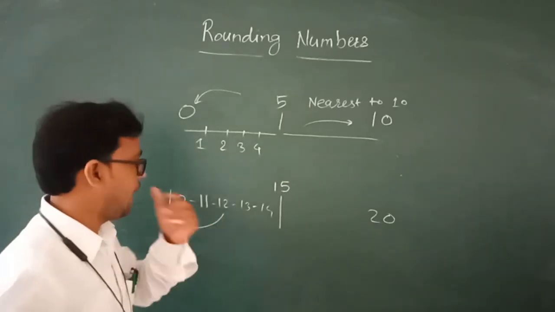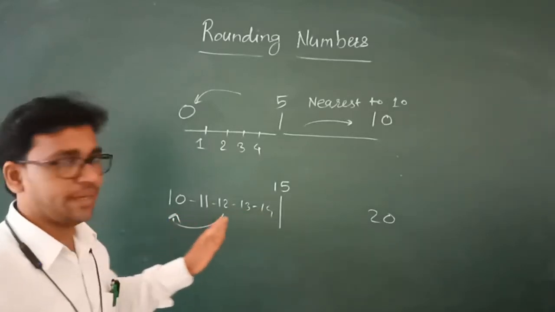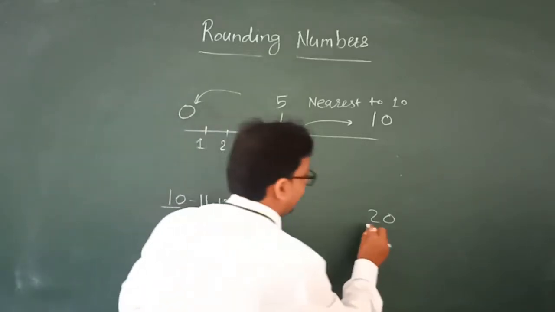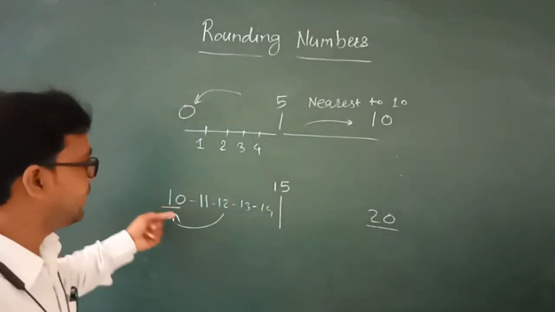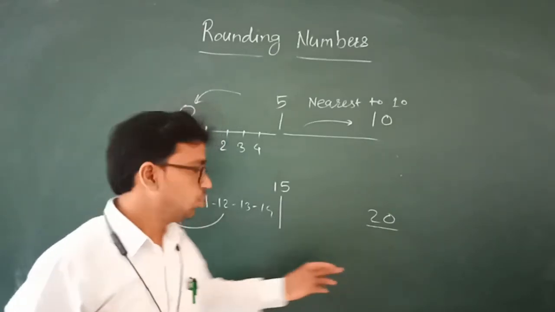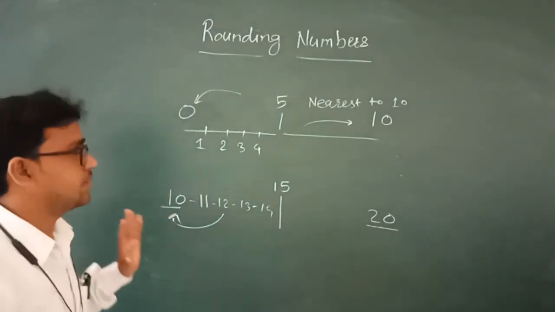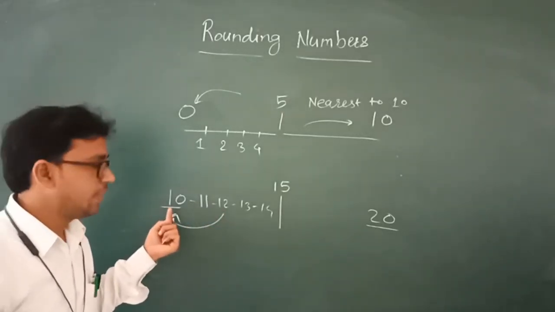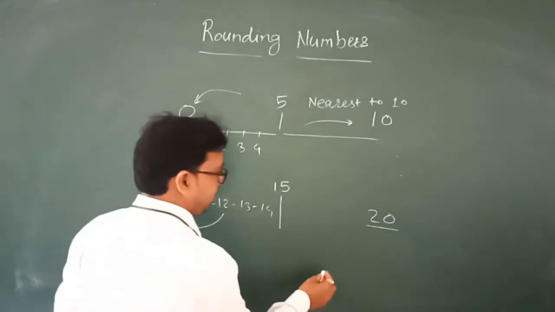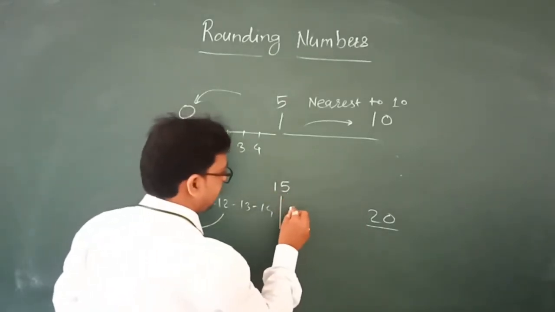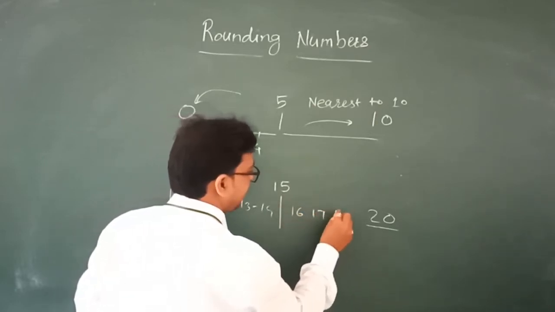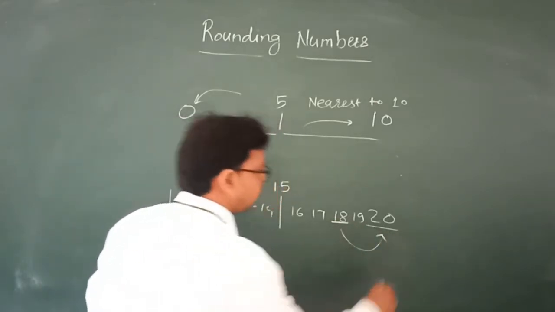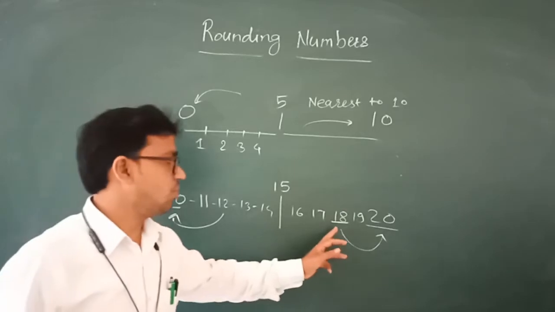Listen carefully, 10 and 20, these are the tens. This is one ten, this is two tens. So whichever tens is nearer will be the nearest tens. Here for 12, the nearest tens is 10. And if the example is 18, 18 is nearest to 20. See, 15, 16, 17, 18, 19. So 18 is nearer to 20.